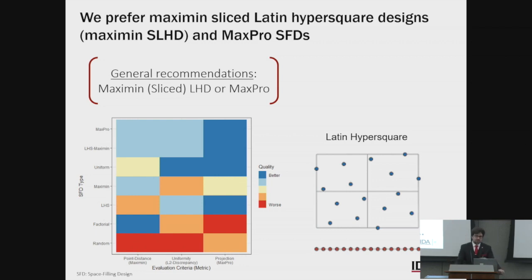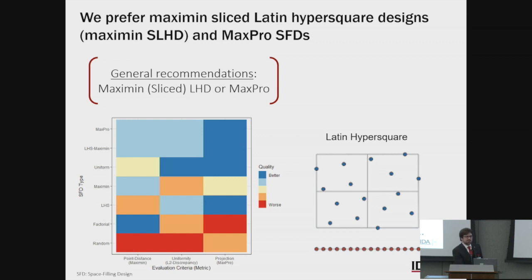So if you couple that criteria with one of these other criteria, like for example, the maximum metric, which says maximize the minimum distance between all points, then you get something that's much more space filling. We took those criteria, looked at a bunch of different designs and ranked those designs according to these criteria. And overall, the type of design we prefer are these Latin hypercube designs.